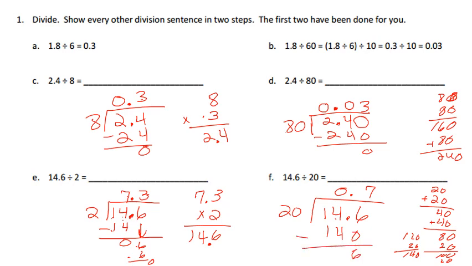And that'll leave a remainder of 6. We bring down our 0. And I know 20 can go into 60 3 times. 3 times 20 is 60 with a remainder of 0.